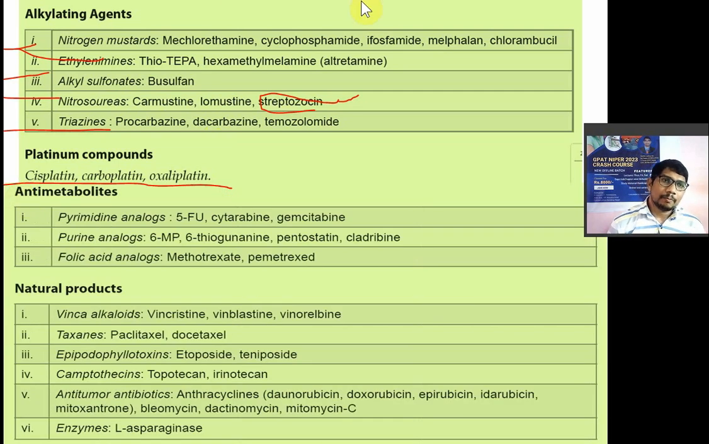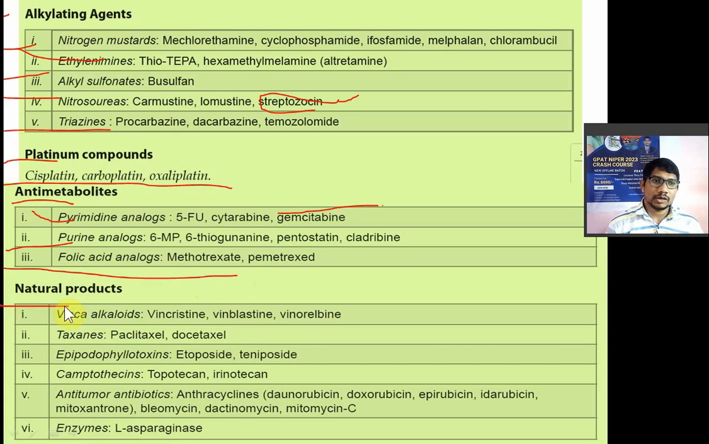एंटीमेटाबोलाइट में क्या आएगा? देखो फर्स्ट क्लास आएगा आपका अल्काइलेटिंग एजेंट, प्लैटिनम कंपाउंड, एंड थर्ड क्लास आएगा आपका एंटीमेटाबोलाइट. In the third class you have three classes: pyrimidine analogs, 5-fluorouracil, cytarabine and gemcitabine. Then purine analogs, in that 6-mercaptopurine, thioguanine and pentostatin, cladribine. Now folic acid antagonists, in that you have methotrexate, pemetrexed.